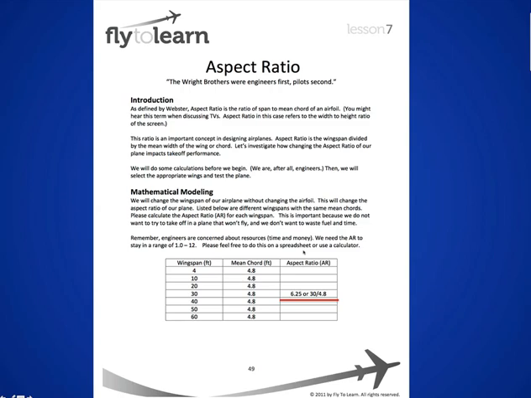And again, this is important because we don't want to take off in a plane that won't fly, and we don't want to waste fuel and time. So say your criteria is, hey, we don't want an aspect ratio over 12. Then it takes time to sit down with a calculator, back of an envelope, and do a real quick check. And if you think about it, that's what engineering is.